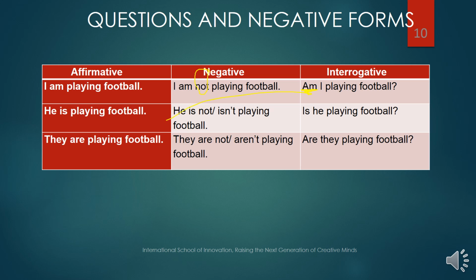The second sentence, he is playing football. I also add not. He is not playing football, or he isn't playing football. And I also start my question with the verb to be, is. Is he playing football? Number 3, they are playing football. So when I want to change it to the negative, I use not or aren't. They are not, or they aren't playing football. And I also start with the verb to be. So I start with are. Are they playing football?